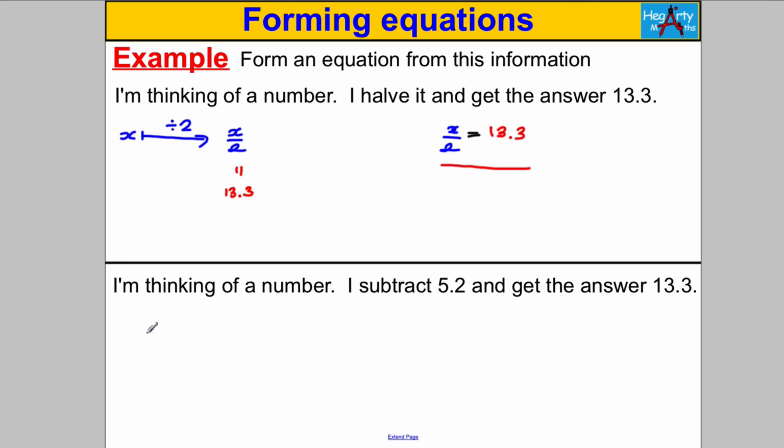What about this one? Make sure you try it. I'm thinking of a number, x. I subtract 5.2, so I'm going to subtract 5.2. I get x subtract 5.2, and I know that gives me the answer 13.3. So this expression must equal 13.3. Writing it in a nice neat one line as my final answer, x subtract 5.2 must be equal to 13.3. Done. My equation is formed.